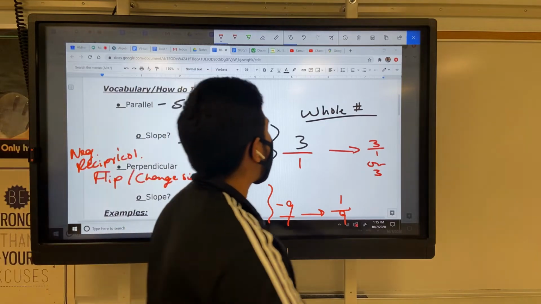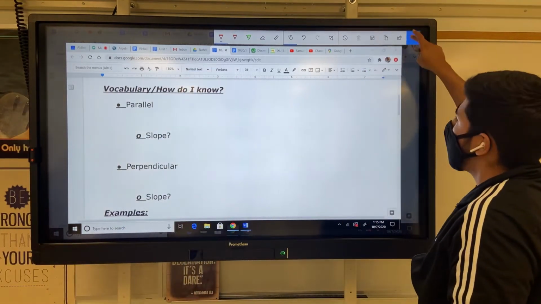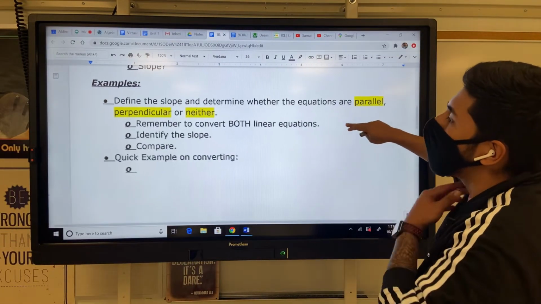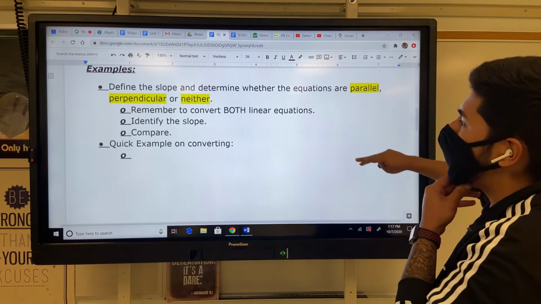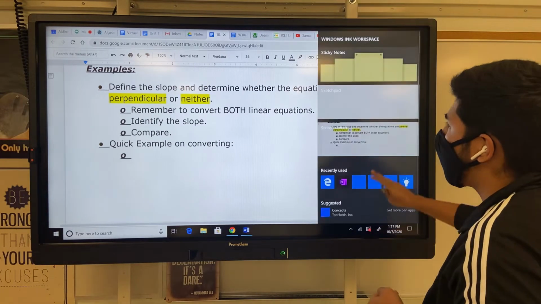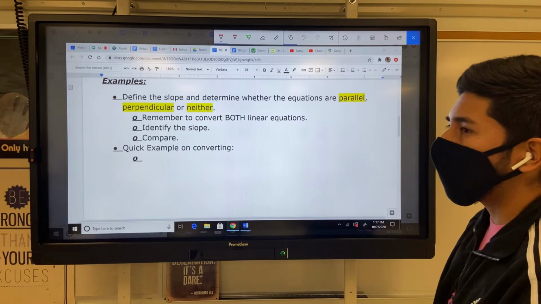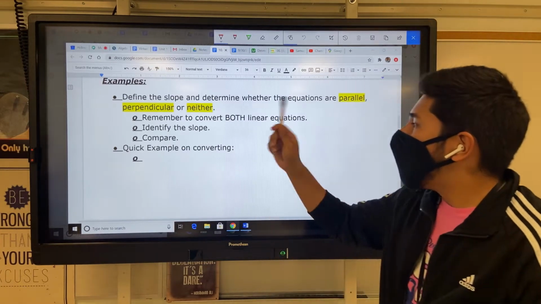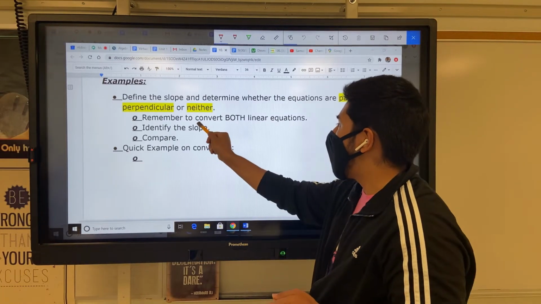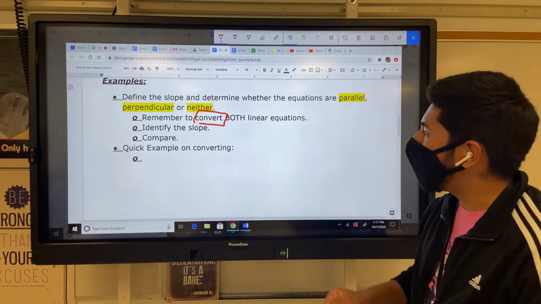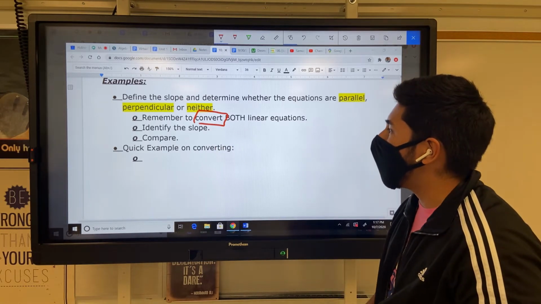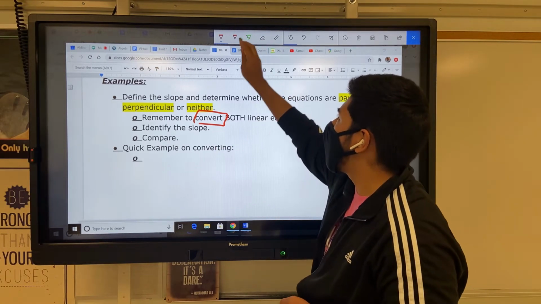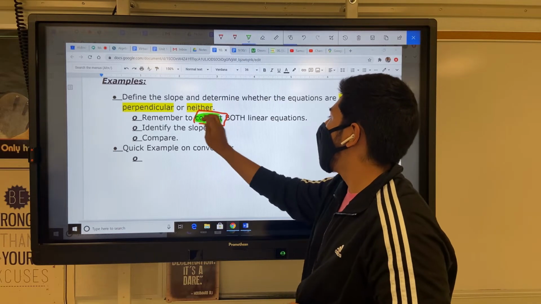Quick refresher, just like last time. Before we get to the examples: define the slope and determine whether the equations are parallel, perpendicular, or neither, just like yesterday. But you need to remember, we need to convert, identify the slope, and then compare. The big thing here is to convert.